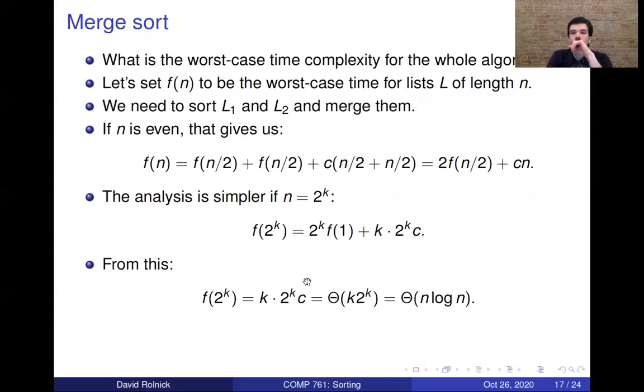Good question. Yes, a quick question of f of 1 being 0. Yes, it's f of 1 is 0 because this list is already sorted. If you want, you could make f of 1 be like 1 or a constant or something, and it's not going to change anything because 2 to the k is less than k times 2 to the k. It would just change this constant c.